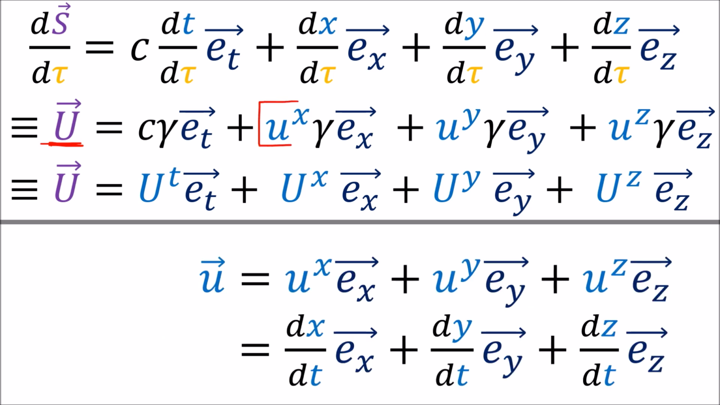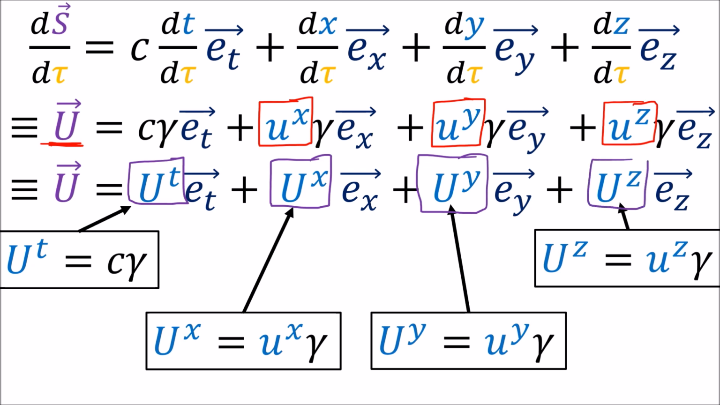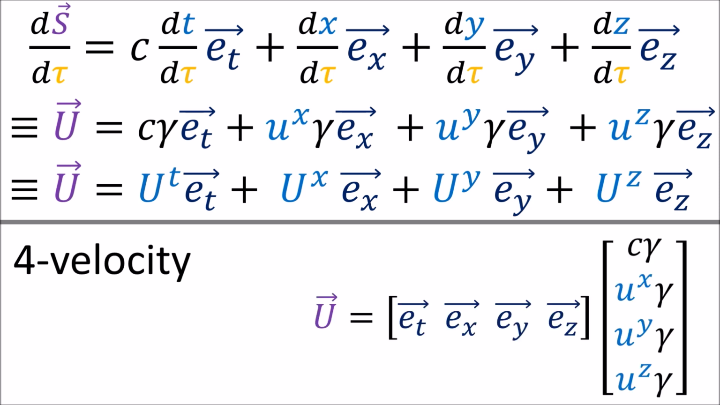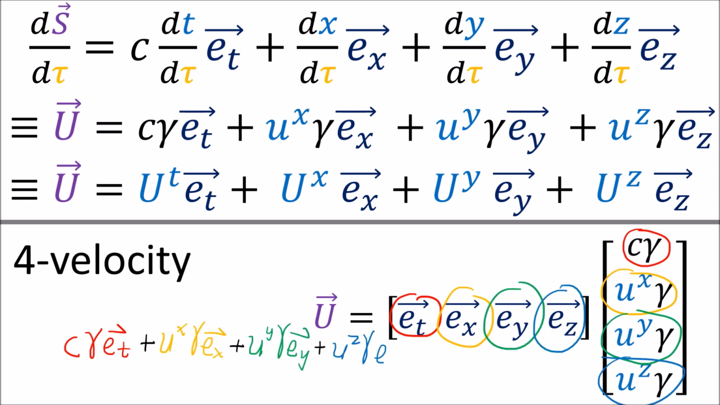Remember, small or lowercase u denotes non-relativistic velocities with 3 components x, y, z with respect to t. The big or uppercase U denotes relativistic velocities with 4 components t, x, y, z with respect to proper time tau. We can also write the 4-velocity in array notation, with basis vectors in a row and the vector components in a column. If we multiply the arrays, we get first entry times first entry, second times second, third times third, and fourth times fourth, which gives us the original vector big U.